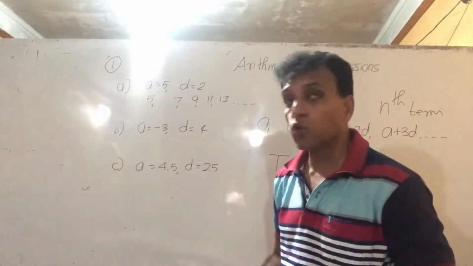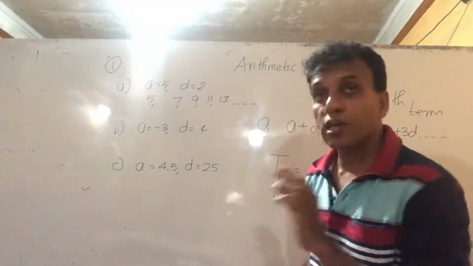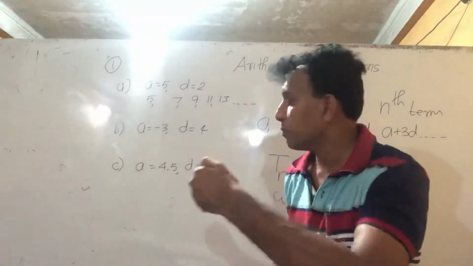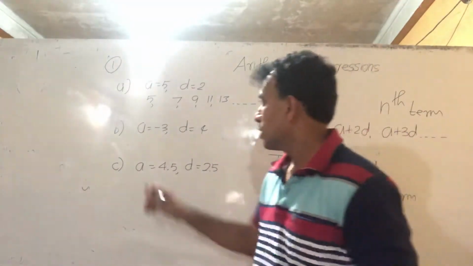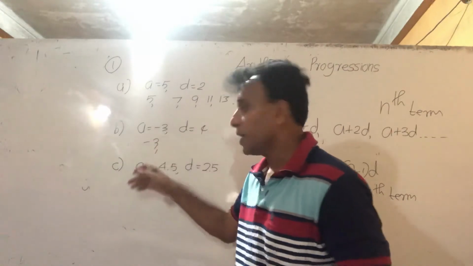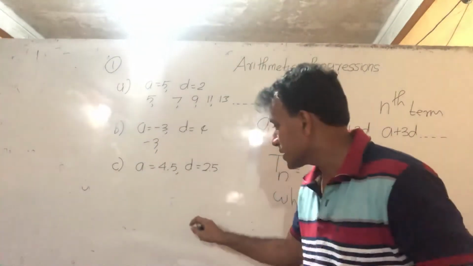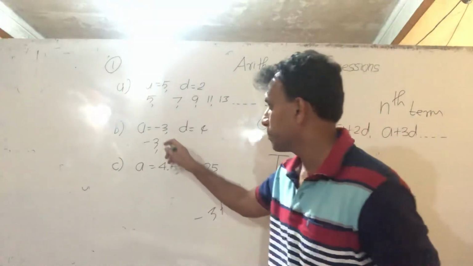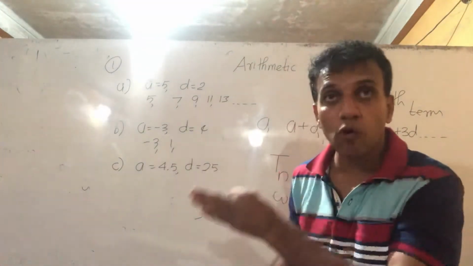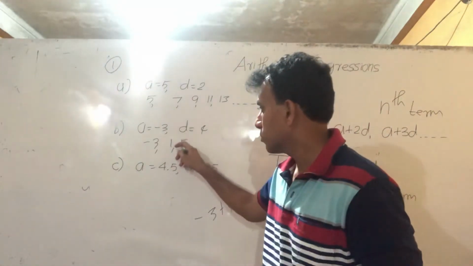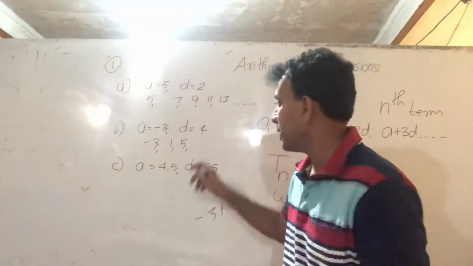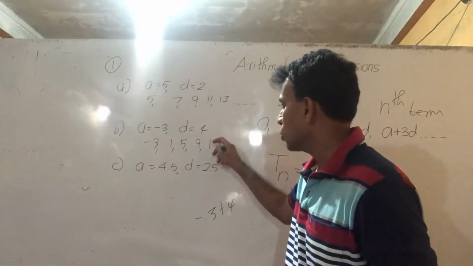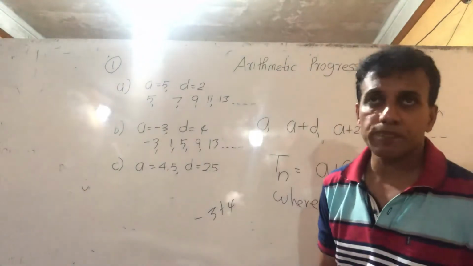Second part, a equals minus 3, common difference 4. Then increase by 4. First term is minus 3, so write that. Minus 3, increase by 4. What is minus 3 add 4? Plus 1. 1 add 4, what is that? 5. 5 add 4, 9. 9 add 4, 13. And so on. See this, right?